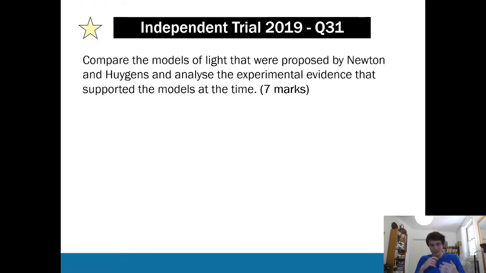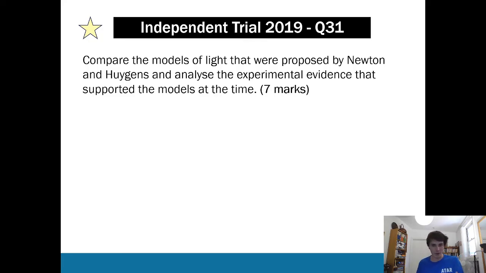But basically, what we're going to do is work through this question together. We're going to do this with a couple of questions, time willing. We're basically going to put all of this stuff into action, right? So let's read the question quickly. Compare the models of light that were proposed by Newton and proposed by Huygens and analyze the experimental evidence that supported the models at the time.